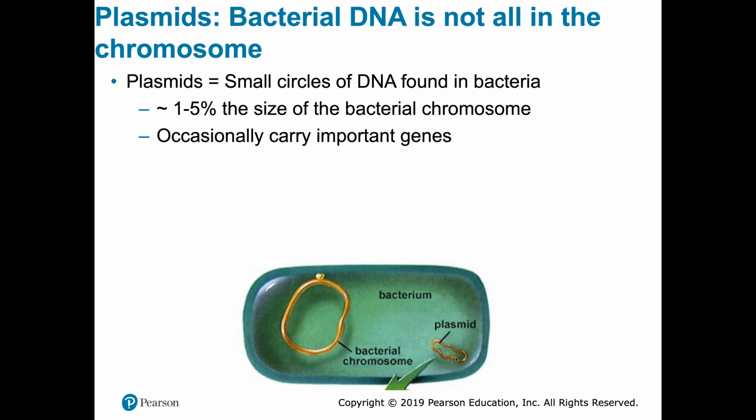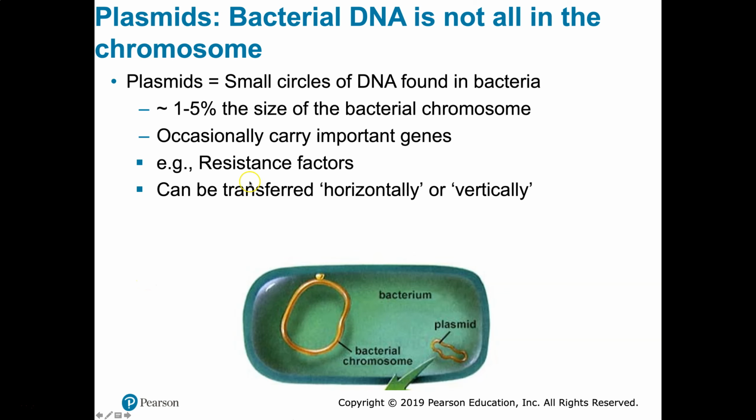So my point is, plasmids occasionally carry important genes. And if we were to highlight something specific, we would say antibiotic resistance genes. That's how some bacteria become antibiotic resistant, is they get plasmids that have the resistant genes on them. So when expression occurs, the plasmid expresses those genes, and therefore the cell becomes resistant. So resistance factors, plasmids can be transferred vertically or horizontally.